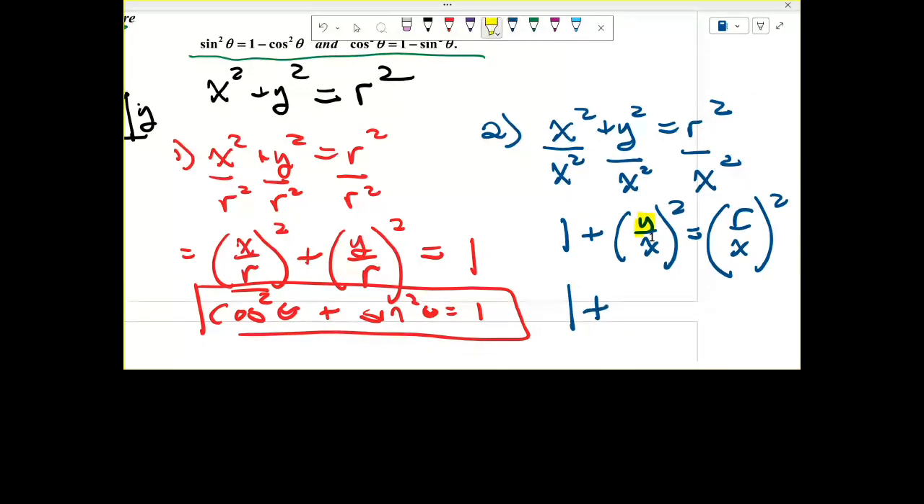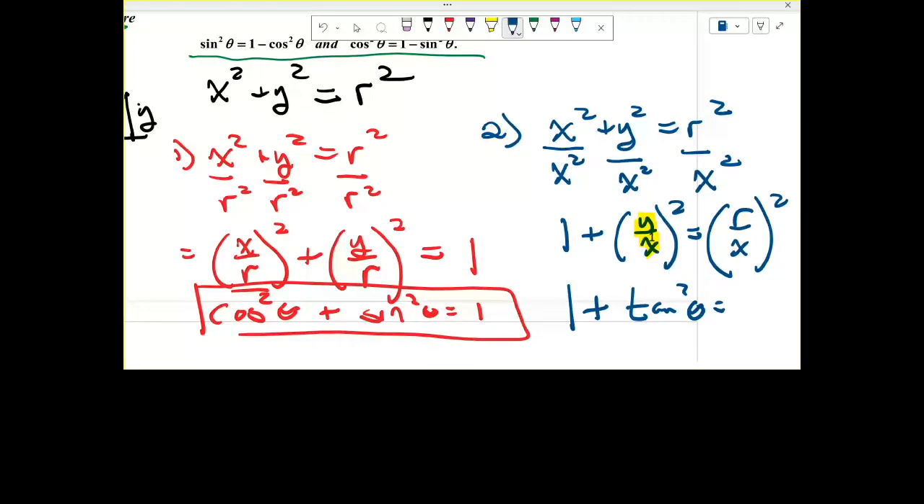Does anyone remember from back in chapter 5 when we first started learning about our trig functions? Which of the trig functions do we define as y over x? Anyone remember? Which one? Tangent, right? Boom. Take a look, y'all. Now we got tangent squared theta.